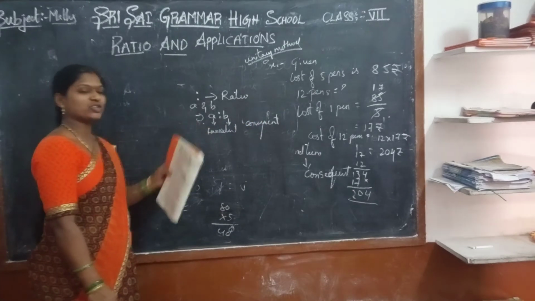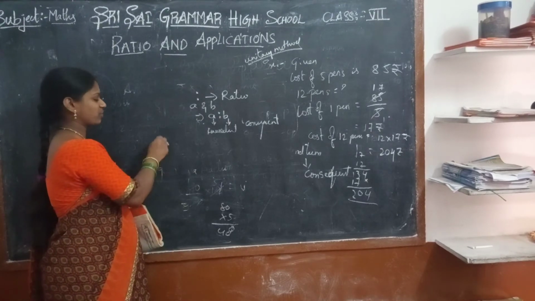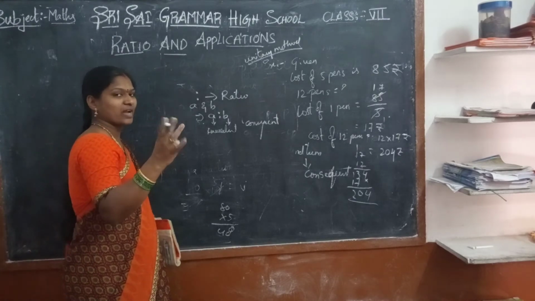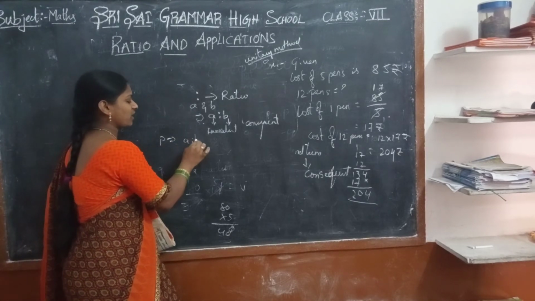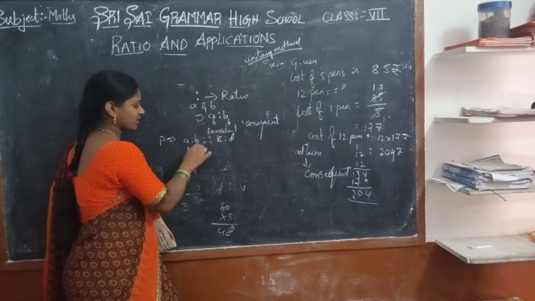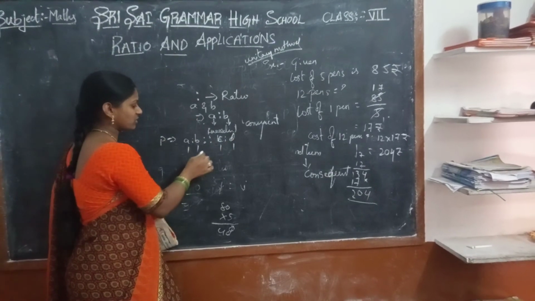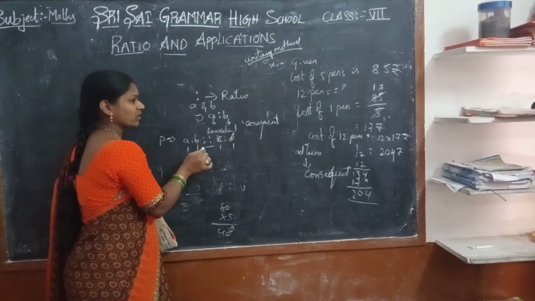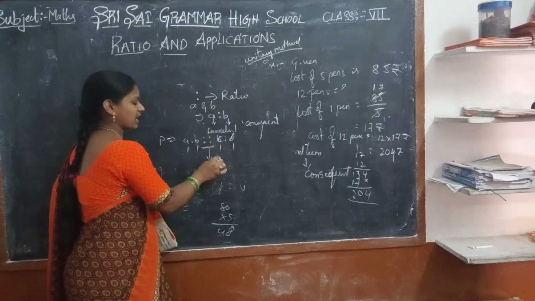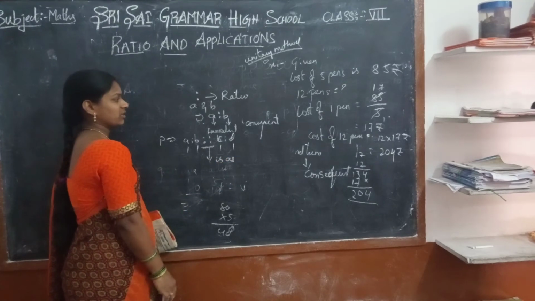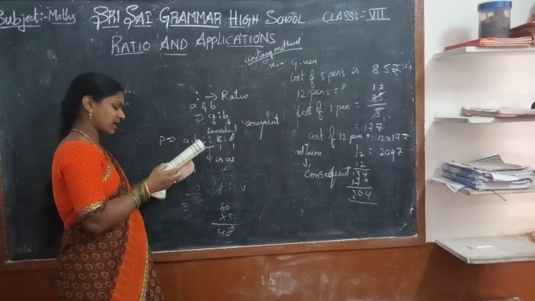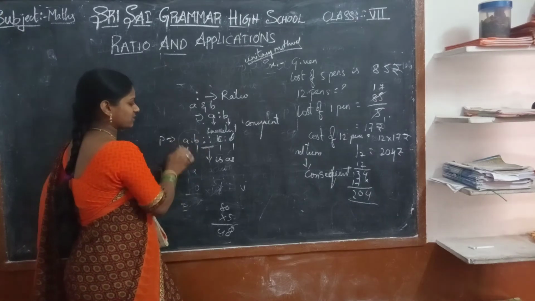And we have learned proportion also. How is proportion going to be written? Here four terms are used, but two ratios. A is to B as C is to D. Here first, second, third, fourth, four terms, and we are using this symbol, which is called "is as".